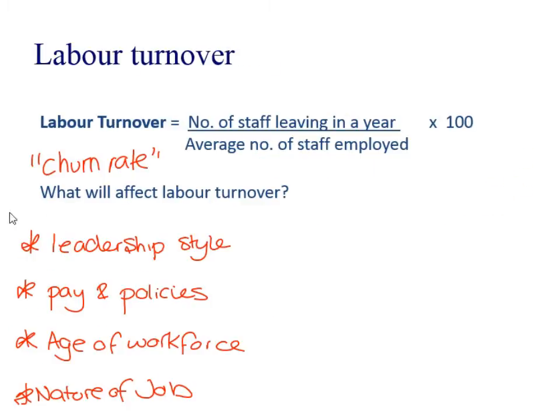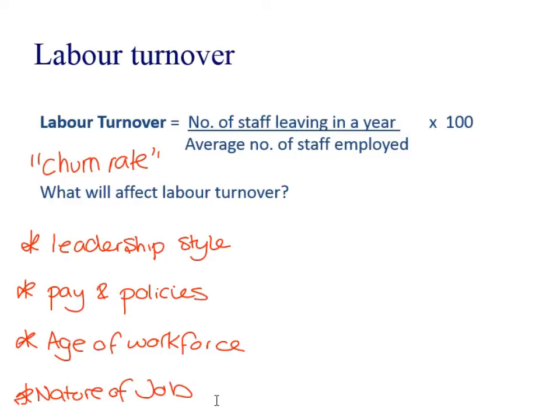Labour turnover, a different measure, also known as the churn rate, is a percentage that measures how many staff are leaving the organisation each year, or whatever period you're looking at. So it's number of staff leaving in a year divided by the average number of staff employed, times 100. So it's going to be a percentage. So all of these things could affect whether people stay or leave.